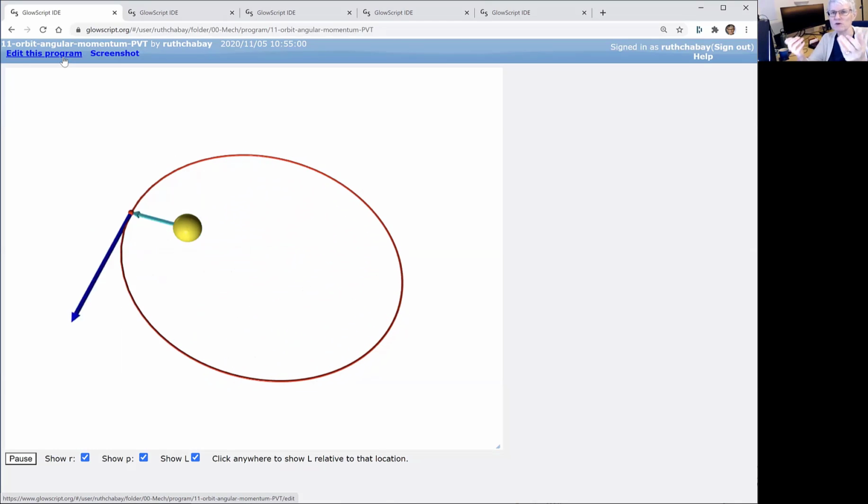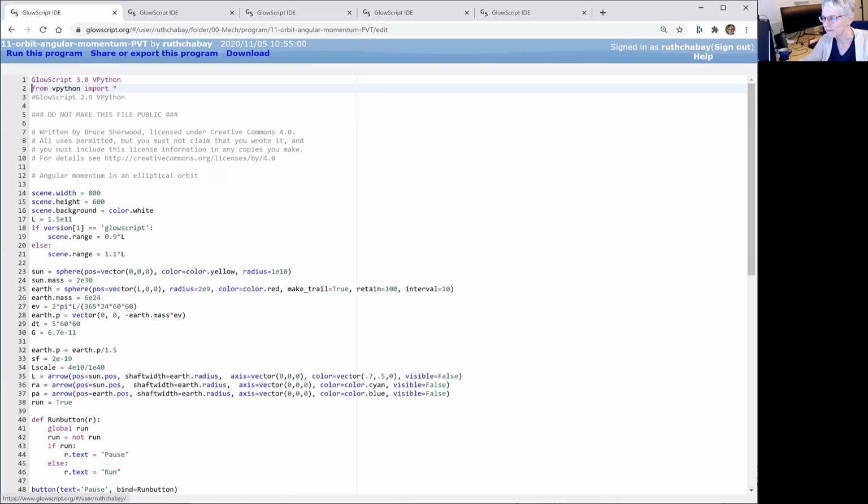We're trying to develop a quantity here that captures this idea that even though momentum is changing and position is changing, there's something that might not be changing in an orbit situation like this. And this thing, not surprisingly, is called angular momentum.